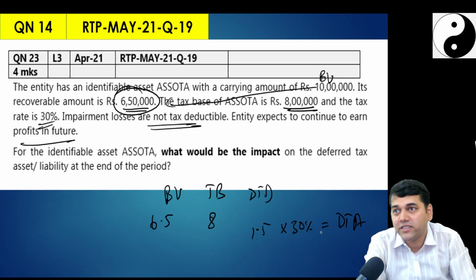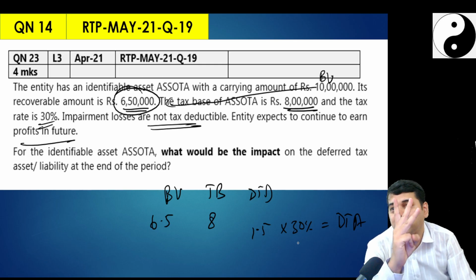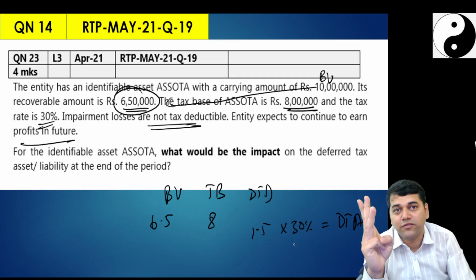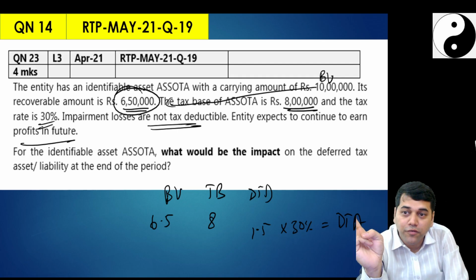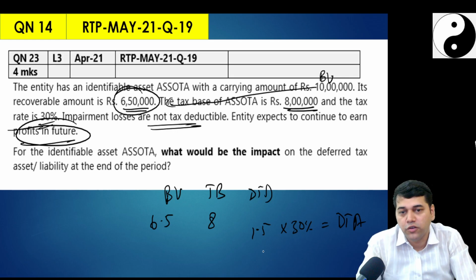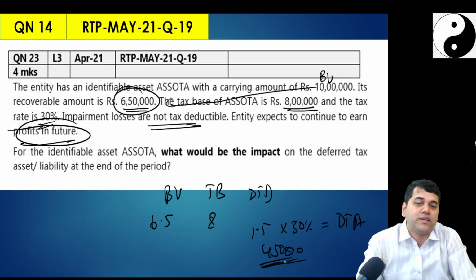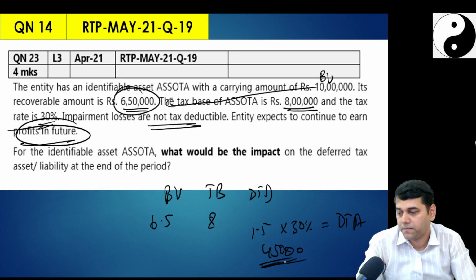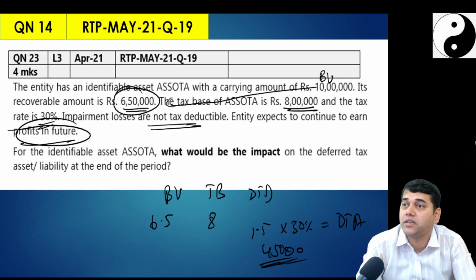But before recognizing the deferred tax asset, you have to apply 3 conditions. Is any of the conditions fulfilled? Yes. Which one? That the profit is available in the future. Finish. So, yes, we will recognize the full 45,000 rupees as a deferred tax asset. Are you clear, Prithvi? Dhanashree? Yes. So, how to write this if this question comes?